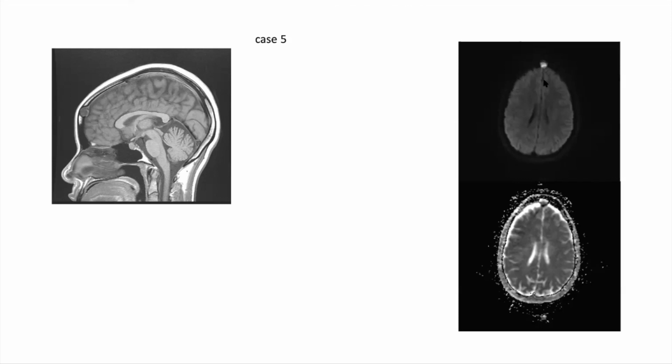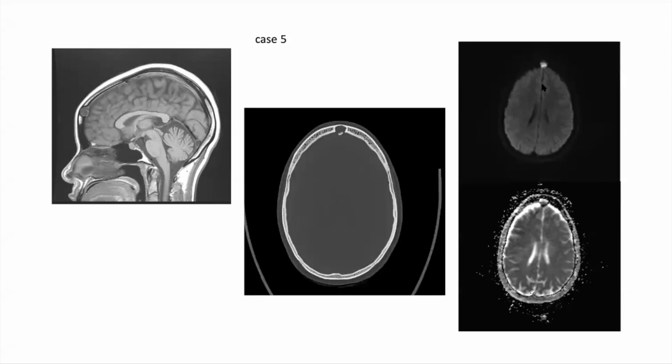This is what it looks like on the diffusion weighted imaging. This is what it looks like on the CT scan. Notice that it has like a sclerotic margin around it. So do you think this is a case of fibrous dysplasia, intraosseous meningioma, intradiploic epidermoid, metastatic disease, or lymphoma?